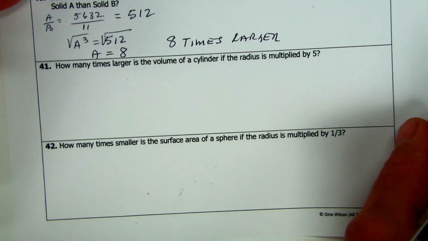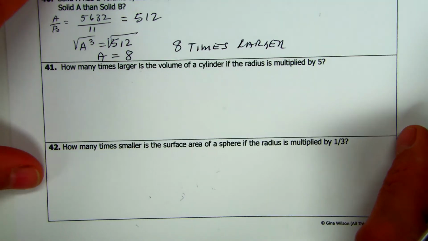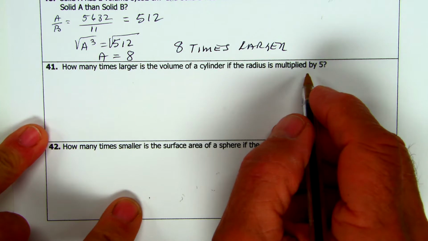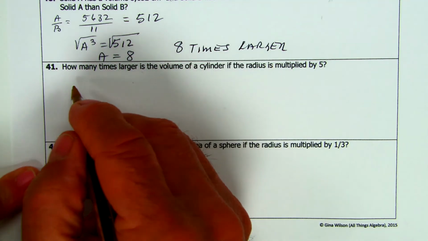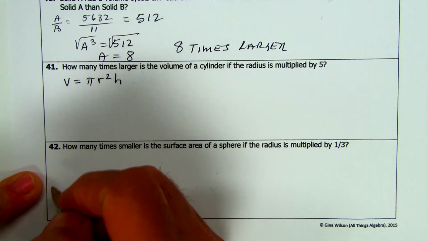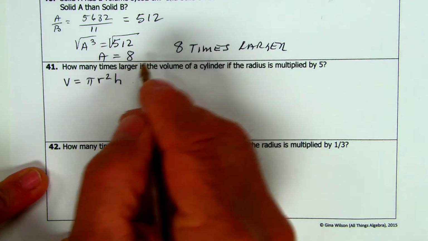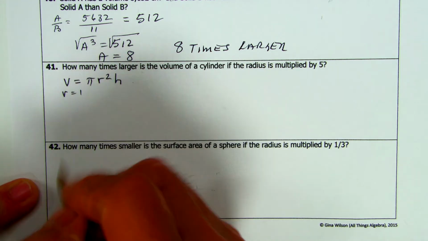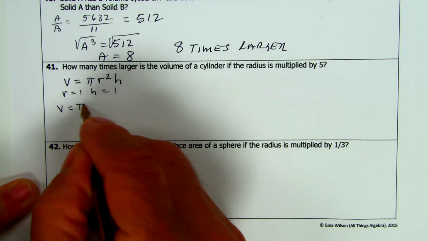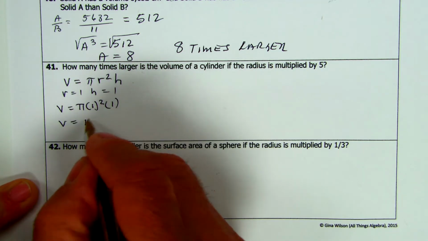Okay, 41. How many times larger is the volume of a cylinder if the radius is multiplied by 5? So the formula for the volume of a cylinder is pi r squared times the height. So let's assume something here. Let's assume that the radius is 1. Let's assume that the height is 1. So the volume then would be pi times 1 squared times 1. So the volume would be effectively pi.